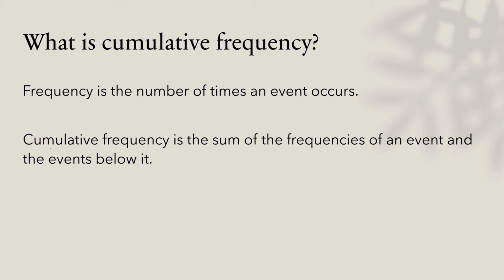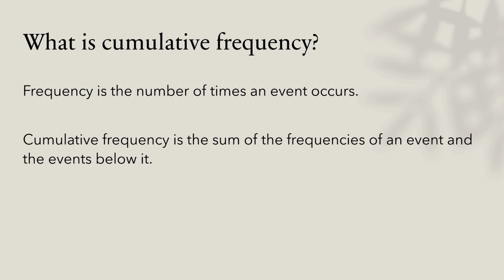However, cumulative frequency is the sum of the frequencies of an event and the events below it. So if this week it rained 3 times, together in these 2 weeks, the total number of times it rained is 2 plus 3, which is 5. Therefore, 5 is the cumulative frequency.